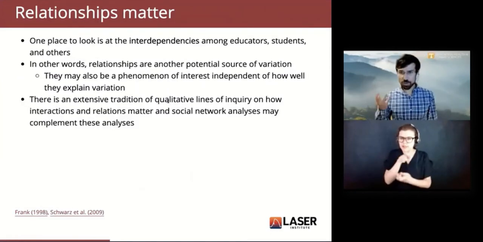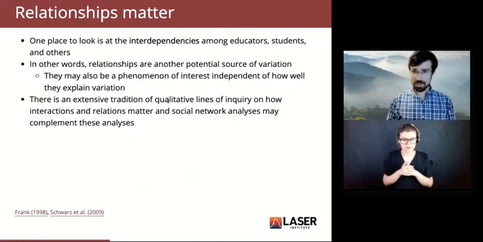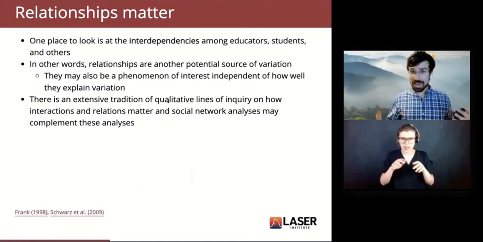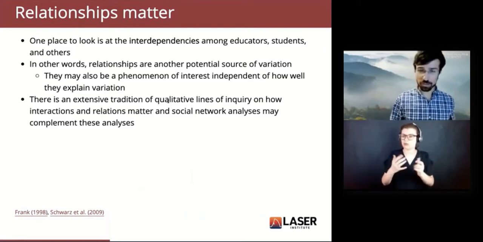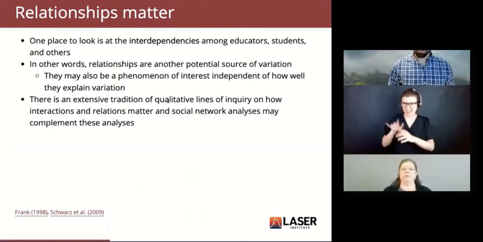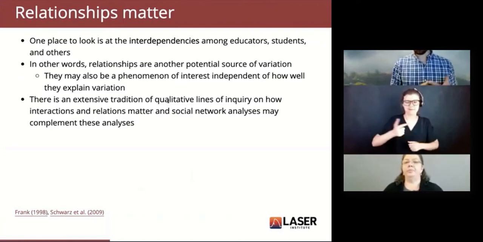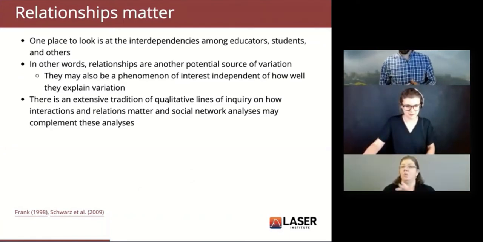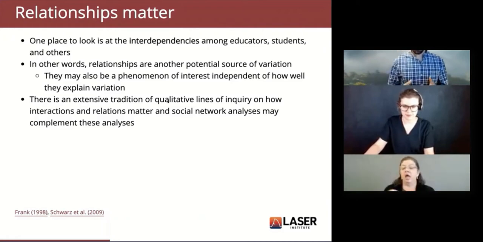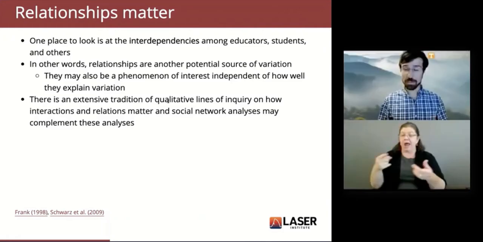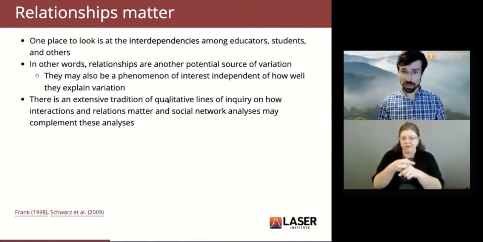And so a place to look for greater shared variation in outcomes that we care about is the interdependencies among educators, students, and others, like administrators or counselors in schools or librarians. So relationships are a potential source of variation. And there's an extensive tradition in qualitative research of looking at how interactions at multiple levels impact the people that we care about, whether we're talking about educators or students.